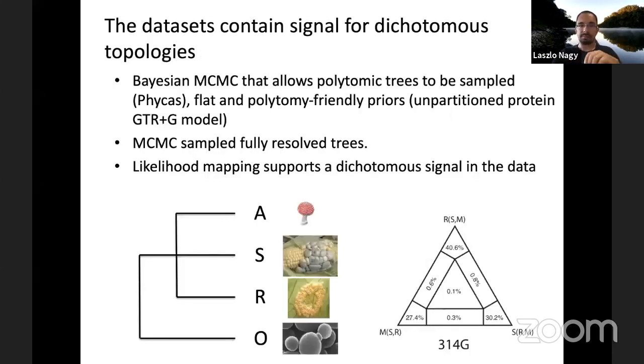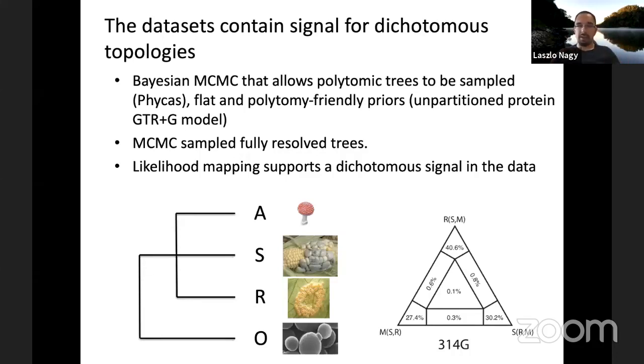So first we looked at the signal in the data sets, and we find that the data sets contain strong signal for these splits. You can see on the bottom right figure on the slide that a likelihood mapping analysis suggests that the vast majority of the sites are located around the corners of this triangle. So that suggests that the sites are actually having signal for resolving the tree, because if there was no signal, then we would expect the sites and the splits to be in the middle part of the triangle.